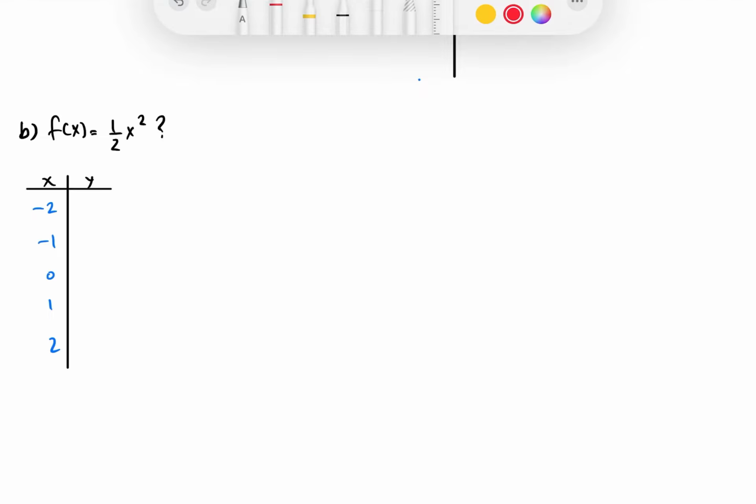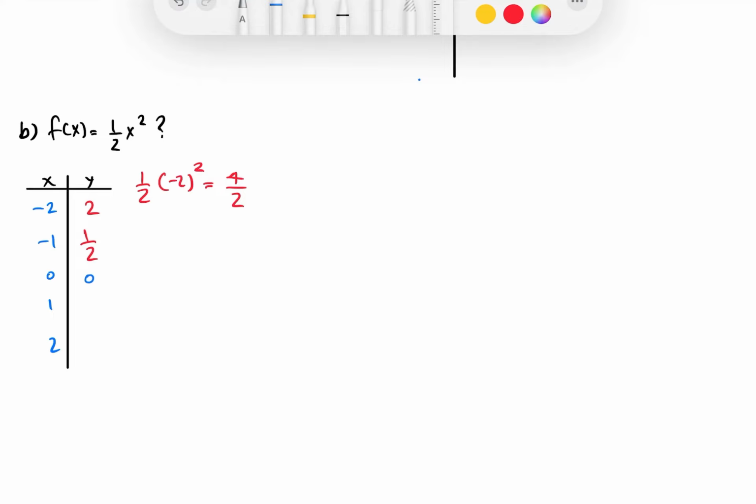-1 to the power of 2 is going to be 1, so 1 over 2. And then -2 to the power of 2 is 4. So what I'm doing is -1 over 2 times -2 to the power of 2. That's going to be 4 over 2, which is 2. And then you've got 0.